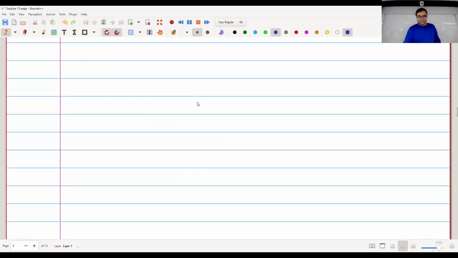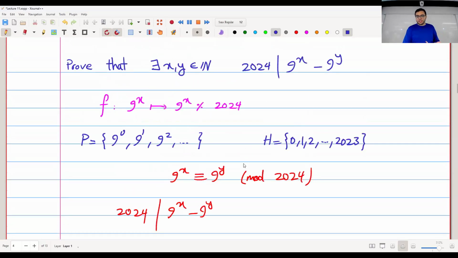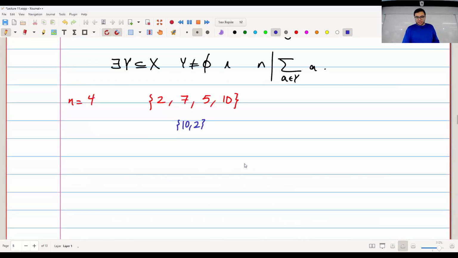And then as a hint, I would tell you to think about this problem. We were thinking about remainders. So here we want to do something similar.